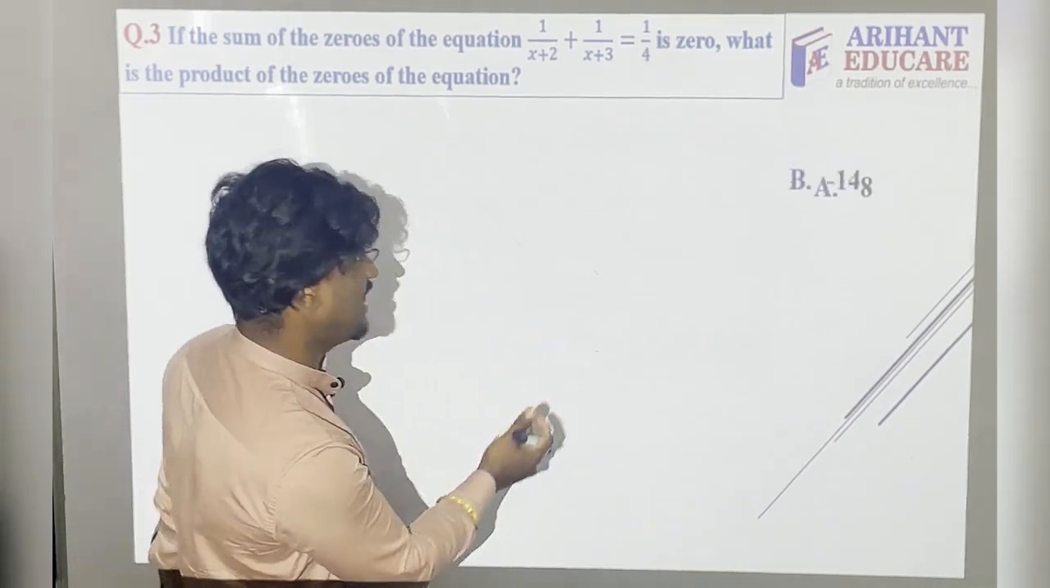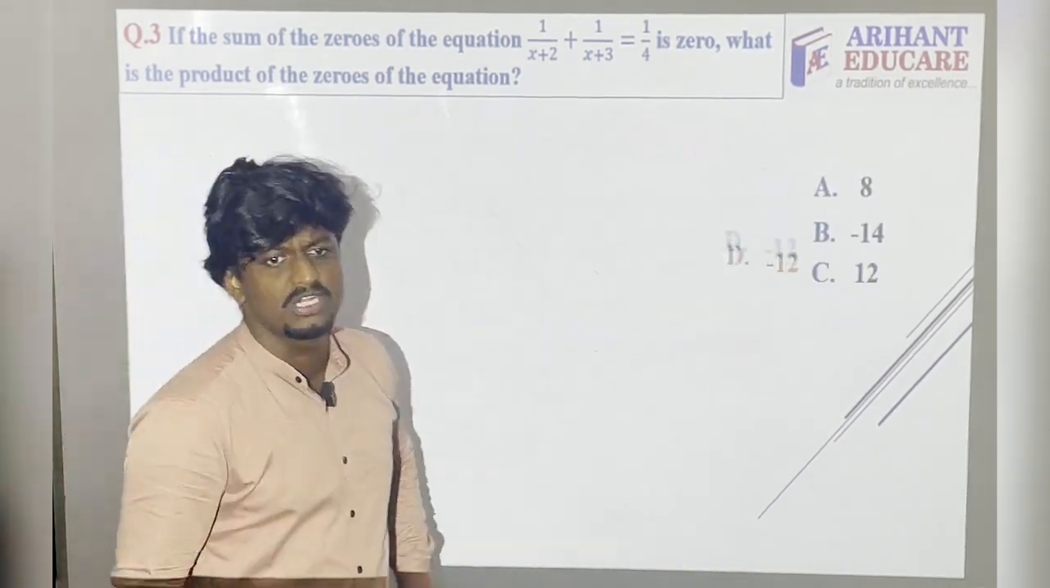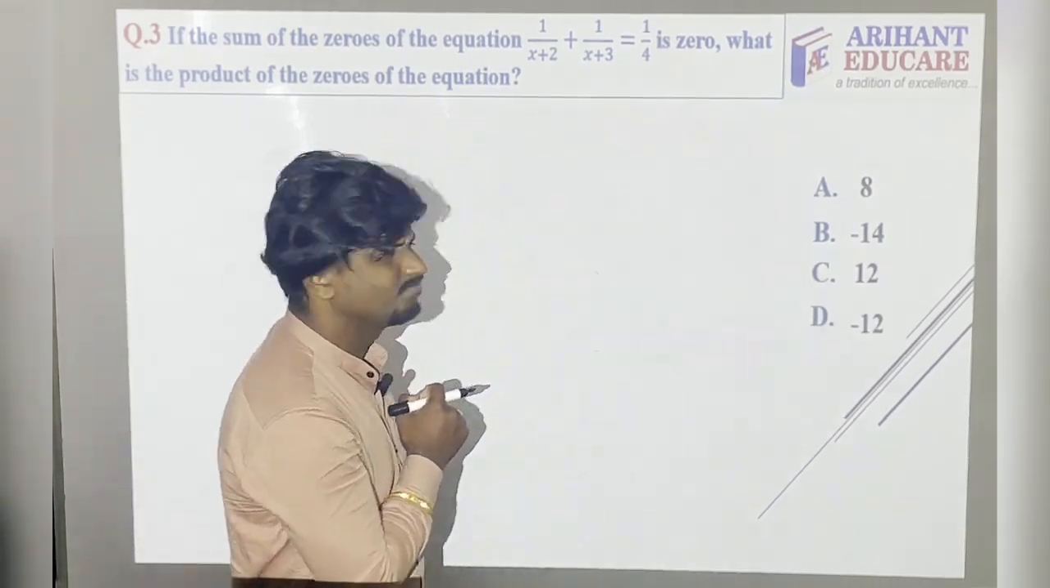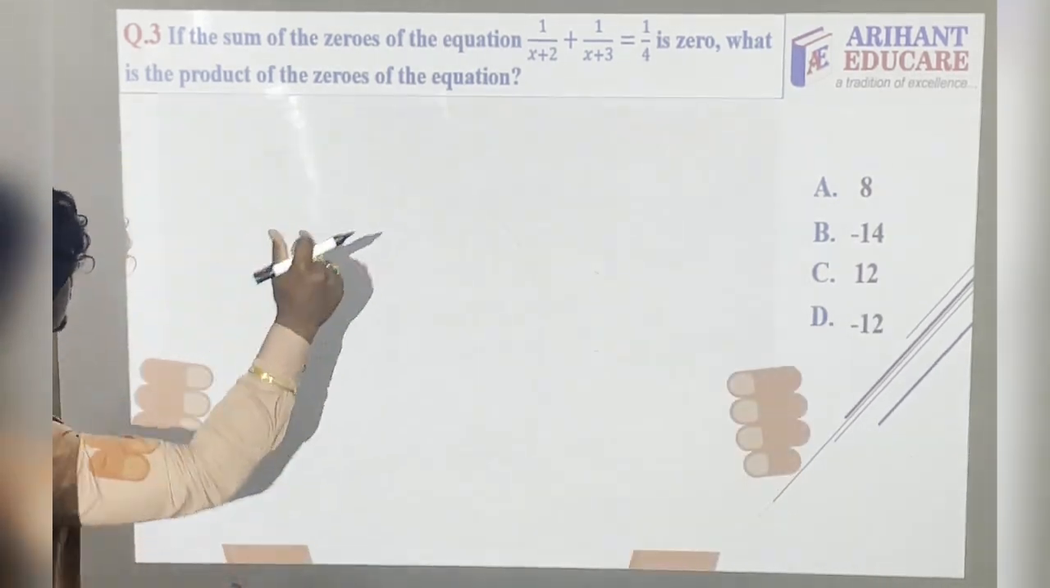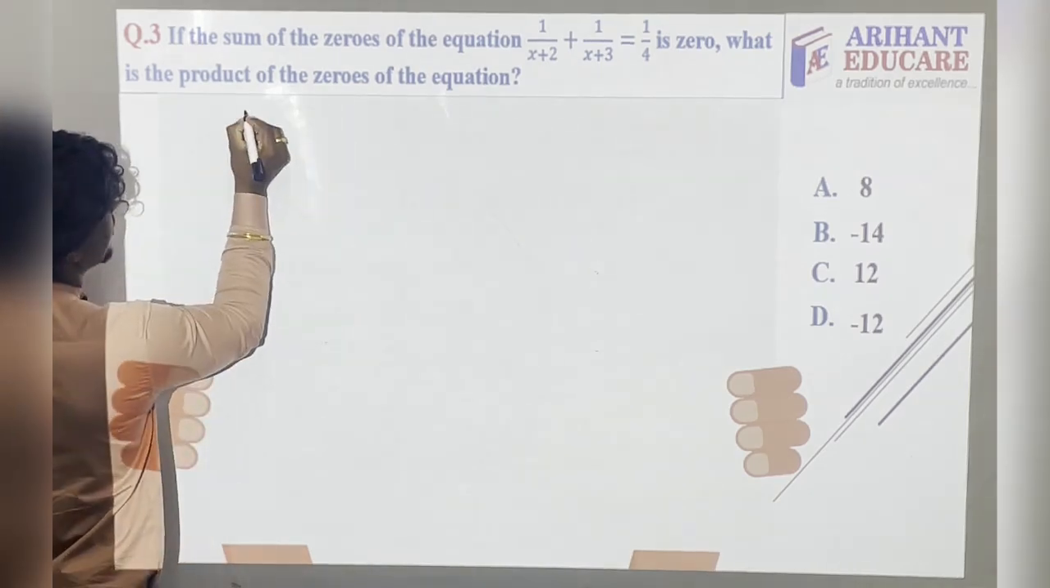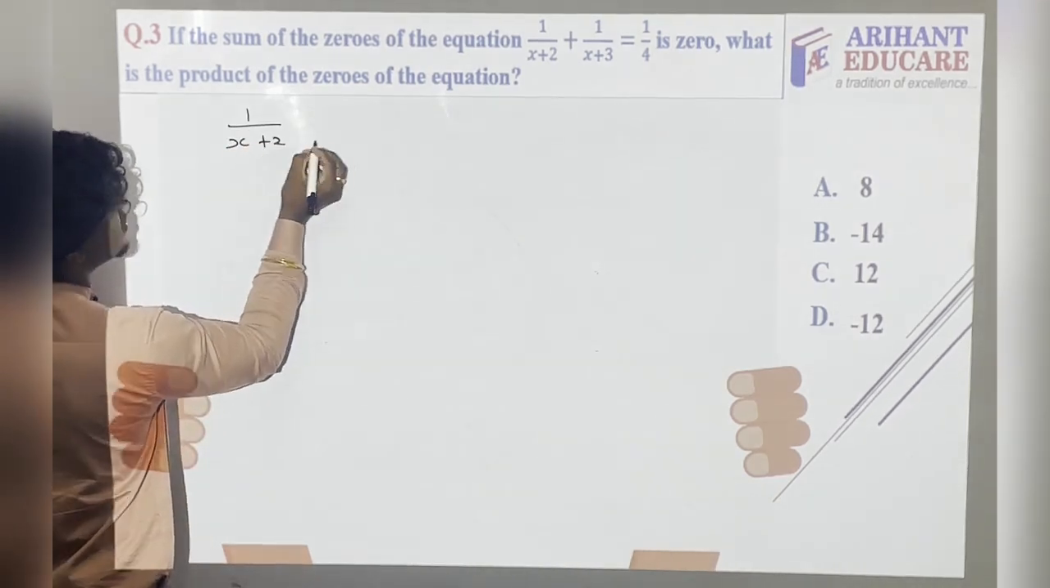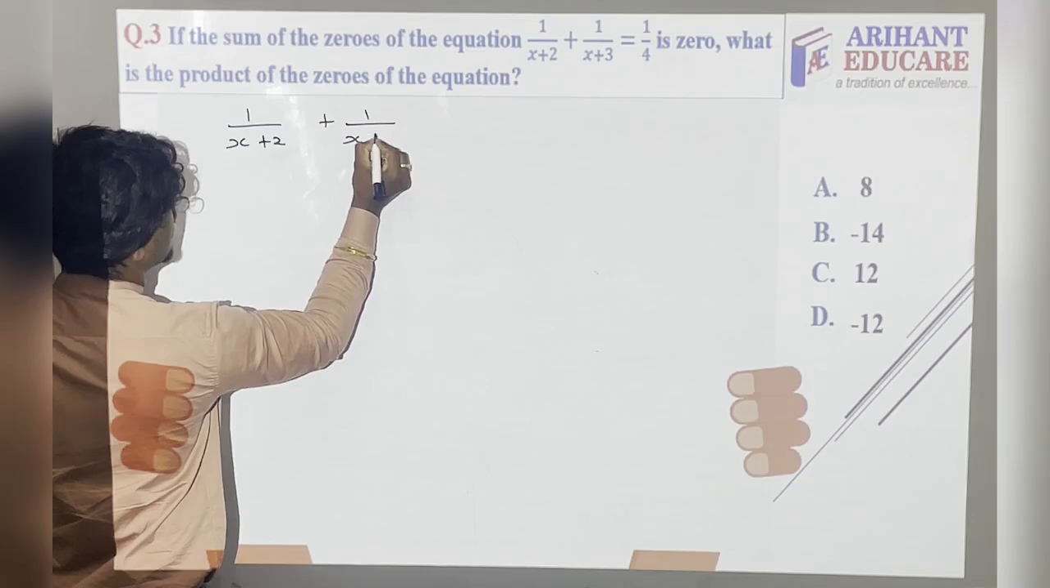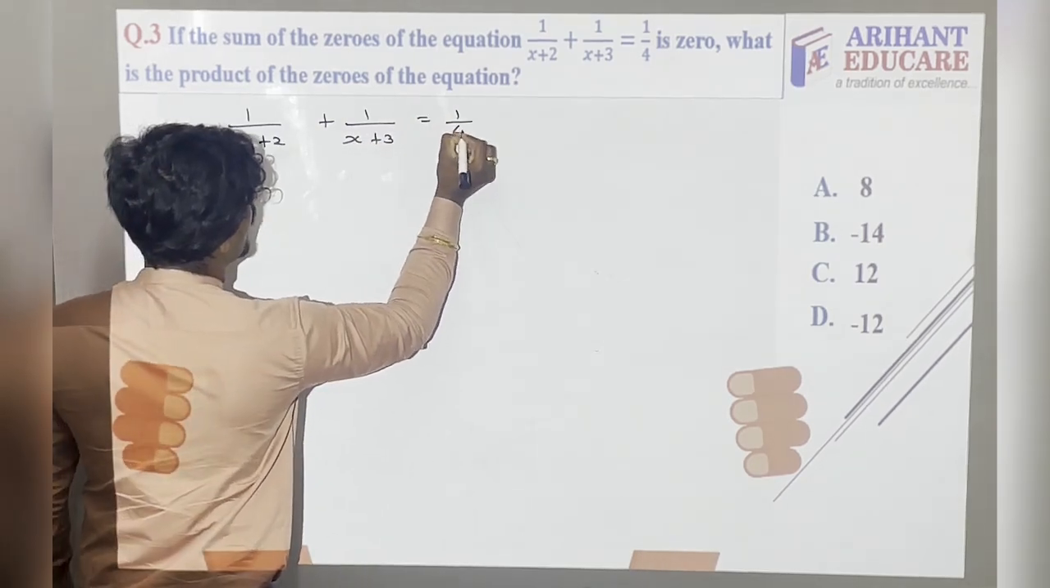Option A says 8. Option B, minus 14. Option C is 12. And option D is minus 12. Let's have a rough work. Now, let me write the equation first. It is 1 upon x plus 2 plus 1 upon x plus 3 is equal to 1 upon 4.